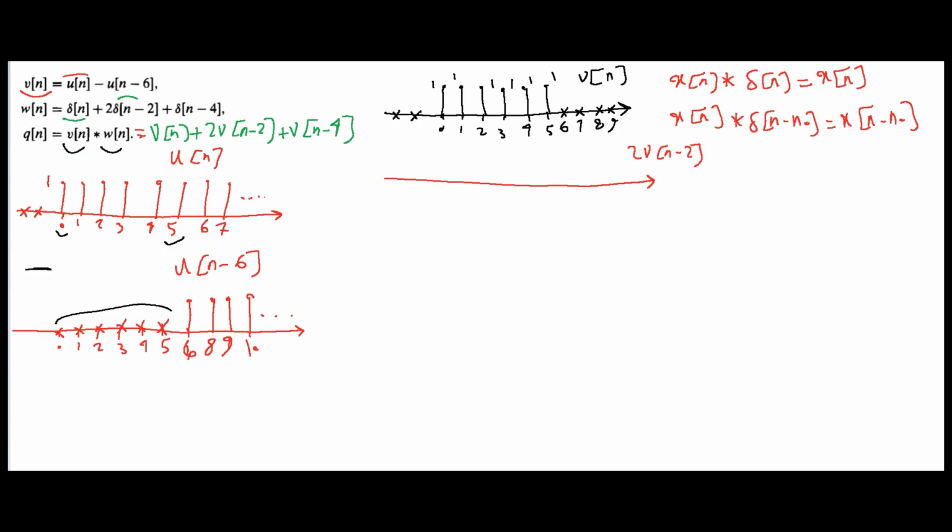Now let's sketch 2v[n-2]. The signal has exactly the same shape as v[n], but it is shifted 2 samples to the right, and its amplitude is multiplied by 2. Therefore, it starts at n equals 2, ends at n equals 7, and its amplitude is equal to 2.